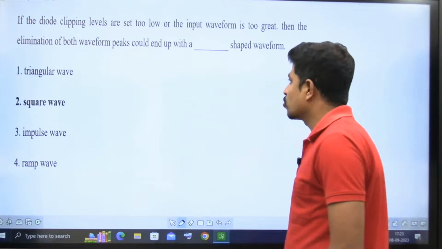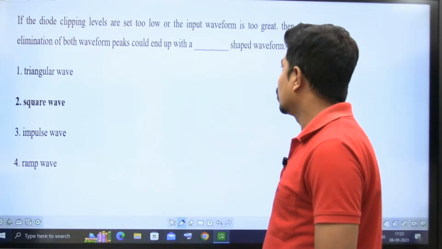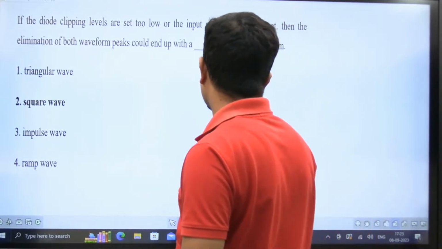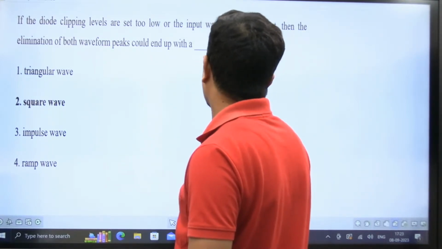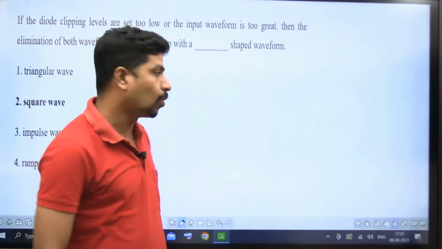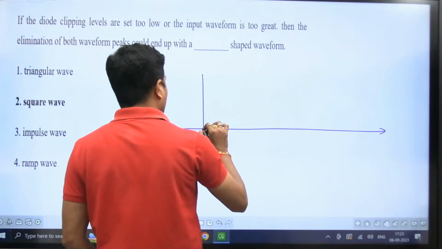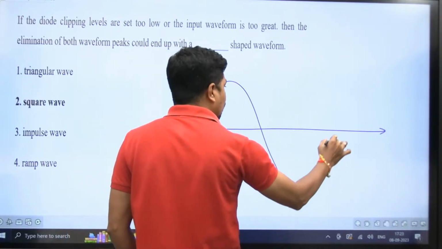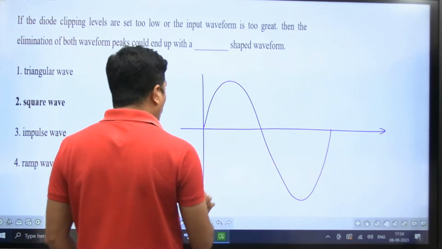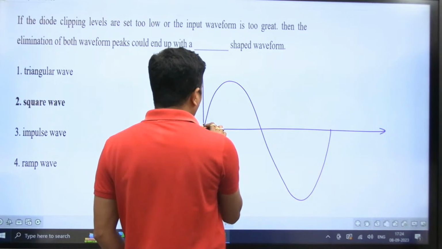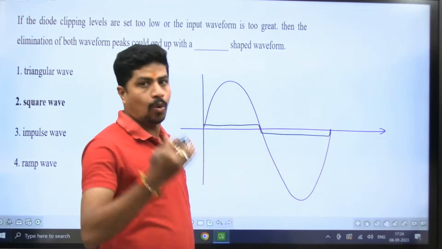Let's go to the next question now. If the diode clipping levels are set too low or the input waveform is too great, then the elimination of both the waveform peaks could end up with a dash shaped waveform. Now, I'm taking this sine wave. What that fellow says is, if the clipping level is too low, this is not too low, that is too low, right?